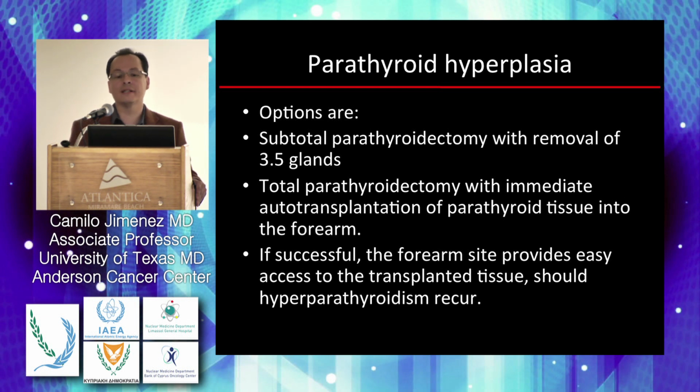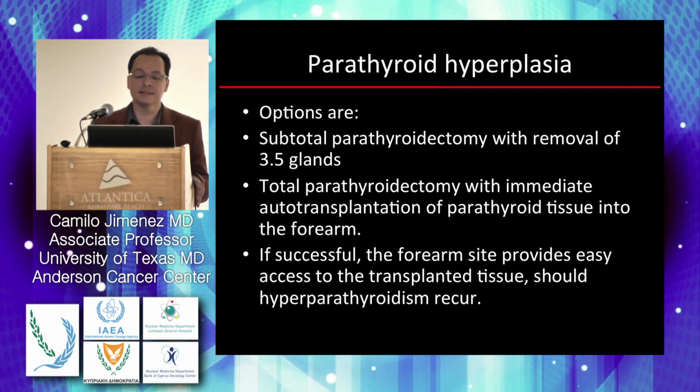Let's talk about one example of an exception to this kind of procedure. Patients with parathyroid hyperplasia, multiple endocrine neoplasia type 1, multiple endocrine neoplasia type 2A. In those patients, we cannot really do the previously proposed procedure. For these patients, the options are usually a subtotal parathyroidectomy with removal of 3.5 glands, or a total parathyroidectomy, which implies also immediate autotransplantation of the parathyroid tissue into the forearm.